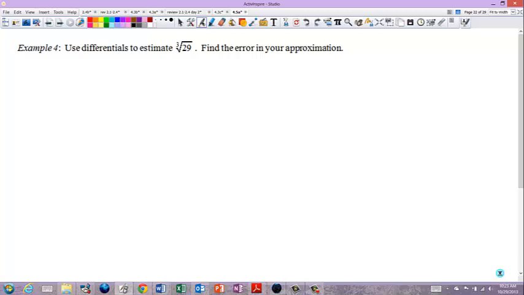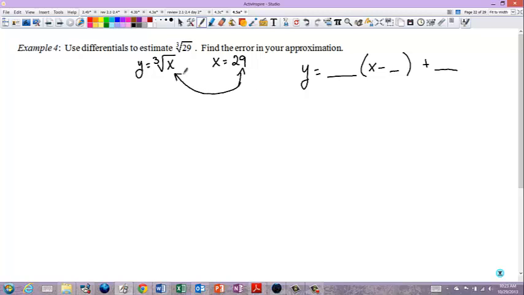So my formula, let's see if this makes sense, is the cube root of x, and my value is 29. Okay, this is going to get a little bit weird. We want to write an equation of the tangent line at some value that's close to 29 that will work out evenly in the cube root of x. Well, what's the cube root of something that will work out evenly? Cubes. Let's see, 2 cubed is 8, 3 cubed is 27, 4 cubed is 64. Which one would be close? Well, 27. So we're going to use 27 to approximate 29.